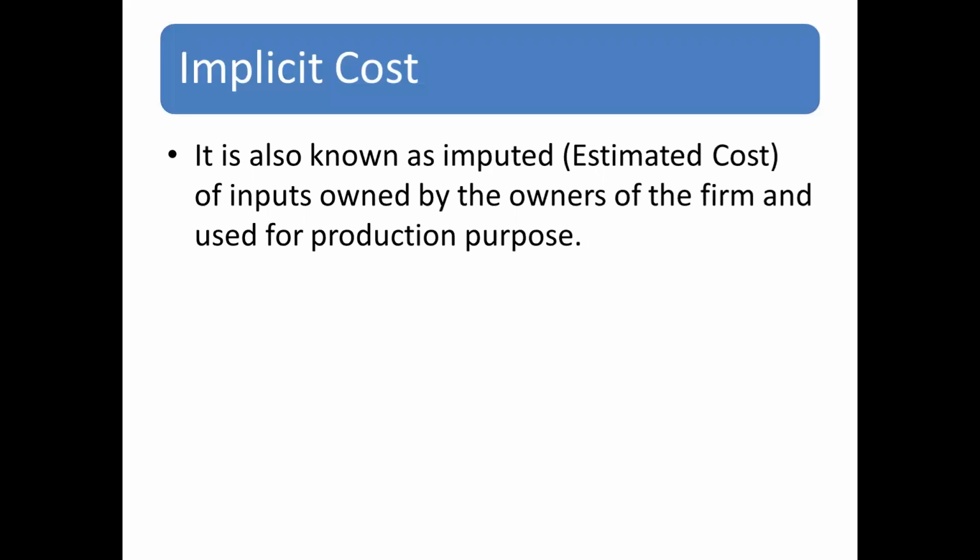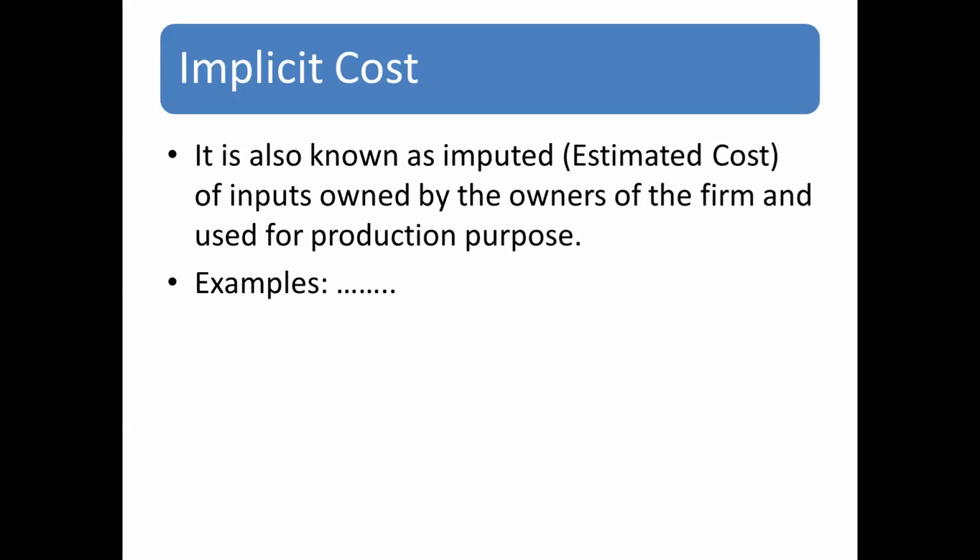A little explanation of the implicit definition: it is also known as imputed, that is, the estimated cost of inputs owned by the owner and used for production purposes. Examples I have given, that is, in case he is using his own building or land for production, so the estimated rent of the building.